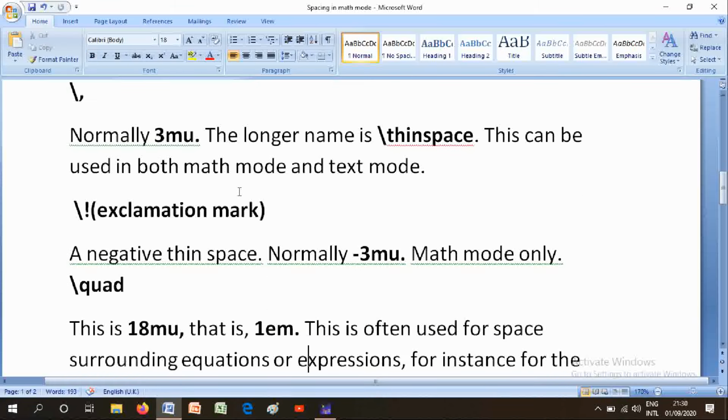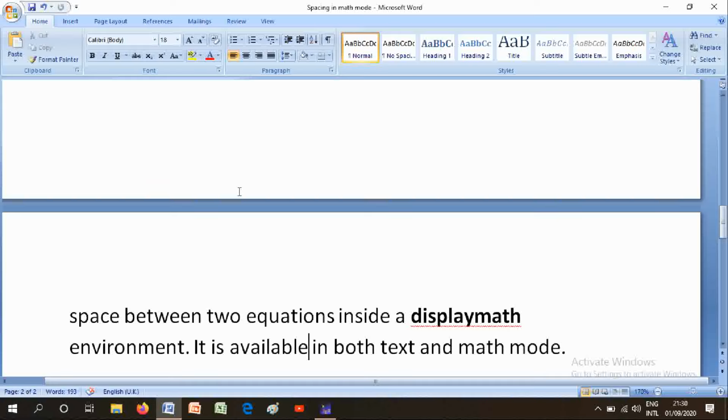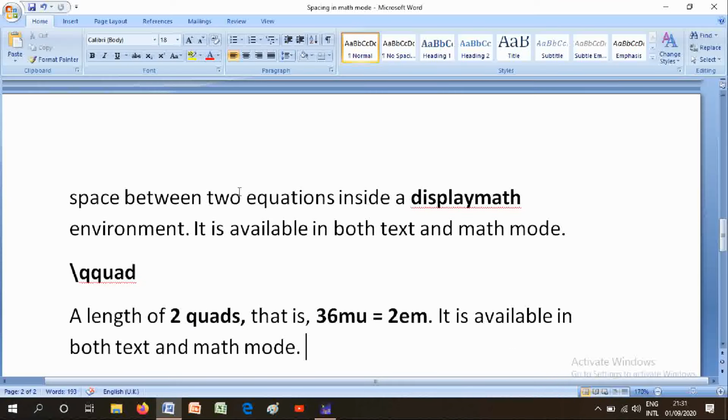And backslash quad. This is 18 mu, that is 1 em. This is often used for space surrounding equations or expressions, for instance for the space between two equations inside a display math environment. It is available in both text and math mode. And last is backslash qquad, a length of two quads, that is 36 mu, equal to 2 em. It is available in both text and math mode.